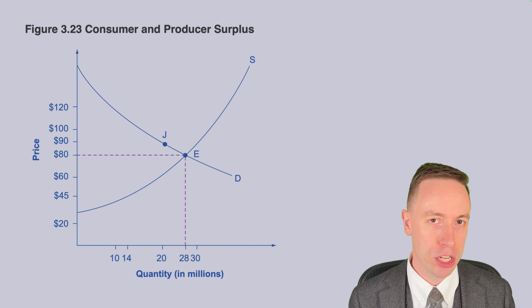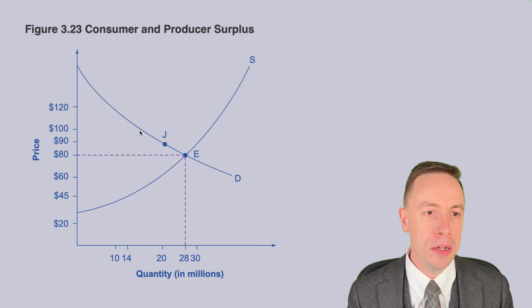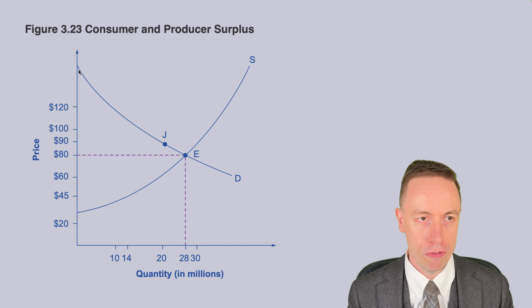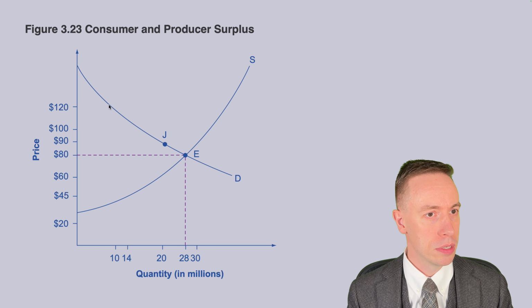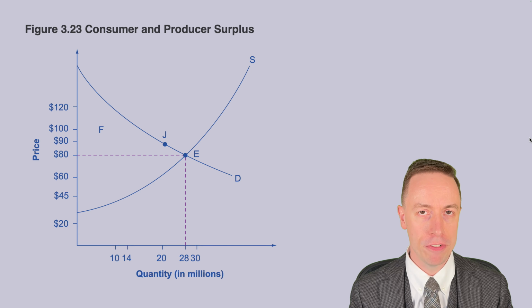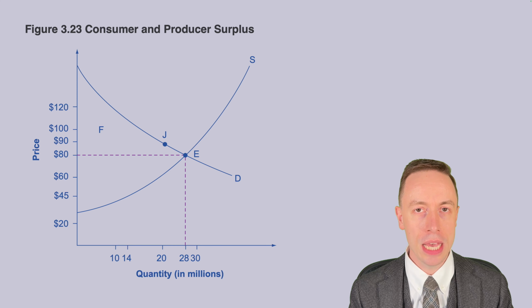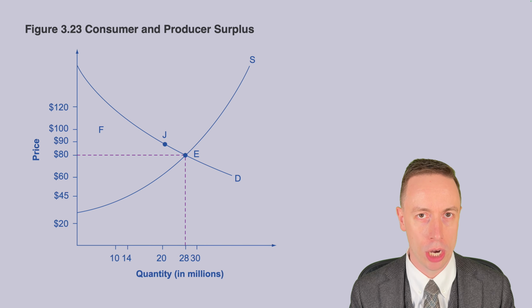And we can generalize that further by looking at every single buyer along this demand curve and taking the difference between their price and the actual $80 price paid. We get an area, here labeled F, which is the area below the demand curve, but above the price. This area represents total consumer surplus for all the buyers in this market who are buying the product.